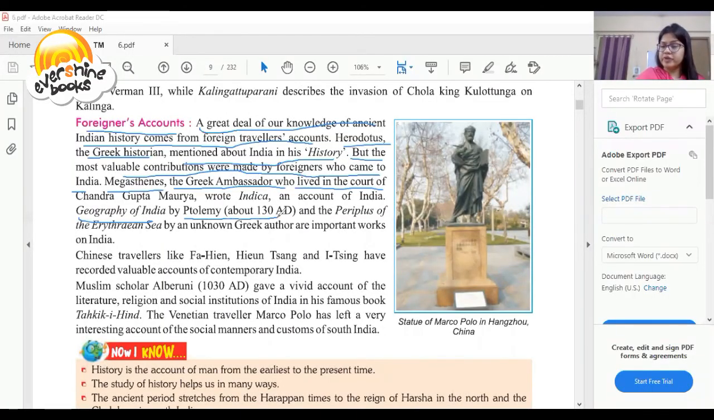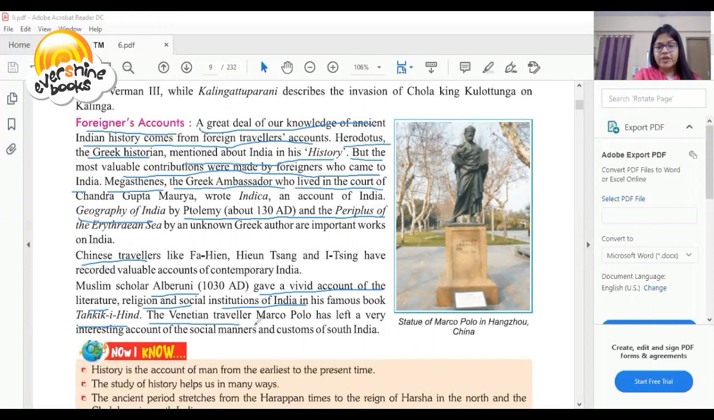Geography by Ptolemy about 130 AD, and the Periplus of the Erythraean Sea by an unknown Greek author are important works on India. Chinese travelers also recorded valuable accounts of contemporary India, like Fa-Hien, Hiuen Tsang and I-tsing. Muslim scholars like Al-Biruni gave a vivid account of literature, religion, and social institutions of India in his famous book Tahqiq-i-Hind.